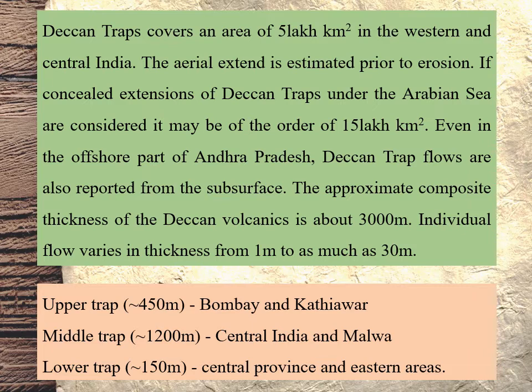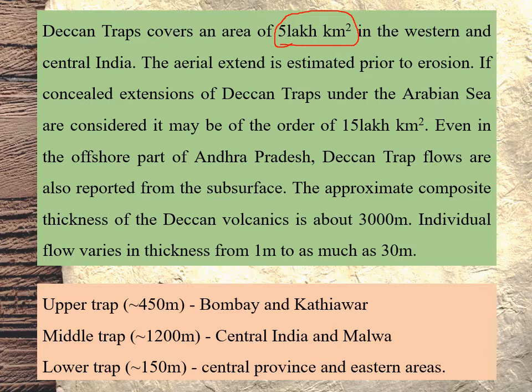Now, if we want to see the vastness of the Deccan Trap lavas, and why this is so important in the Indian stratigraphical scenario, you can see that in the western central area, Deccan Trap lava covers almost 5 lakh square kilometers of surface areal extent. In the western part of India, centering on Maharashtra, Karnataka, Madhya Pradesh, they cover almost 5 lakh square kilometers. So it's a huge area covered by these effusive igneous rocks.